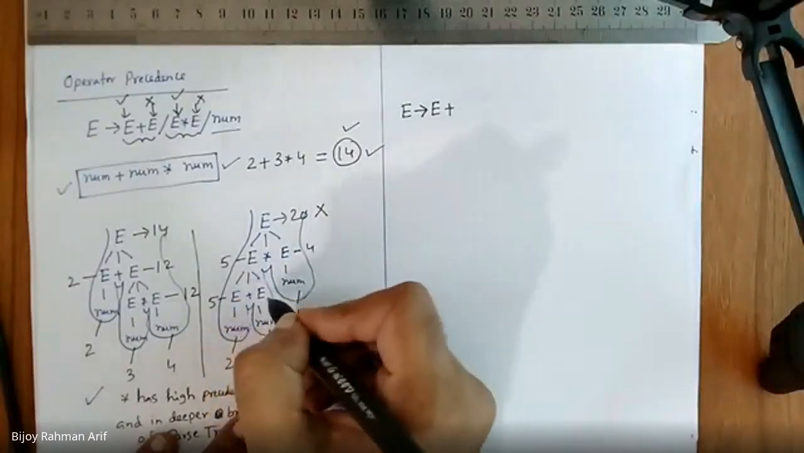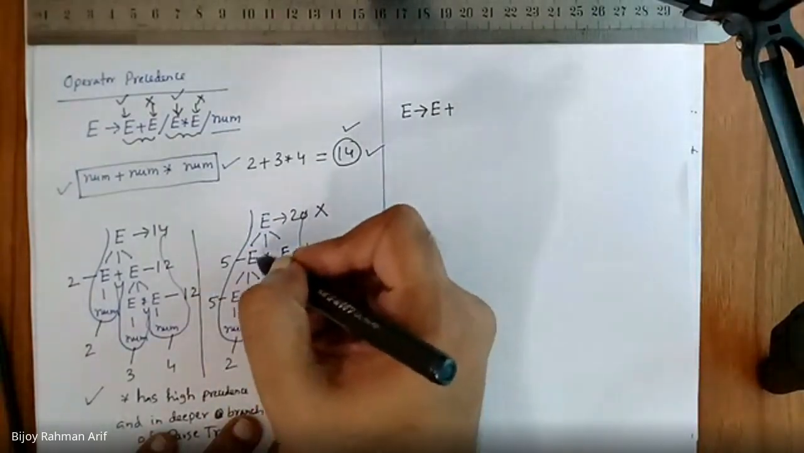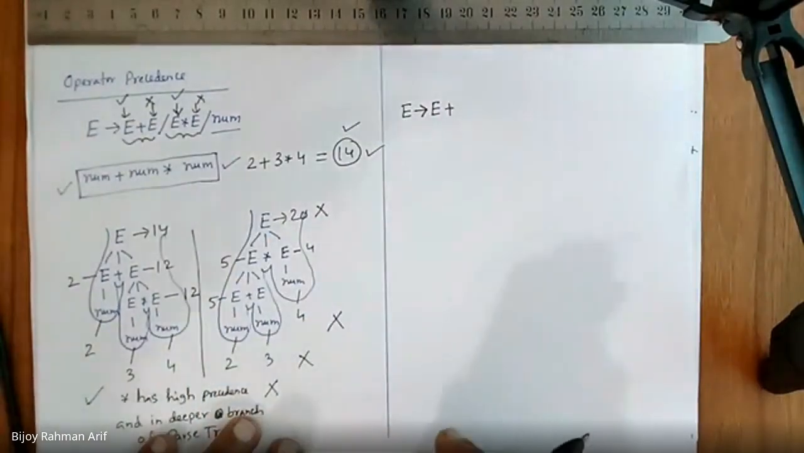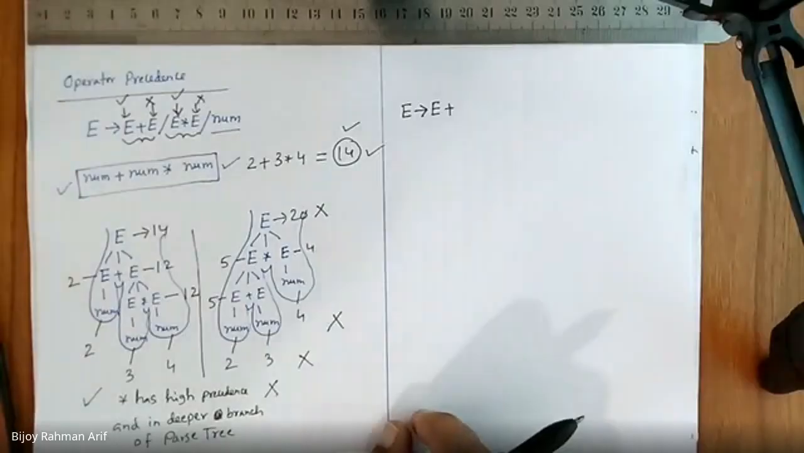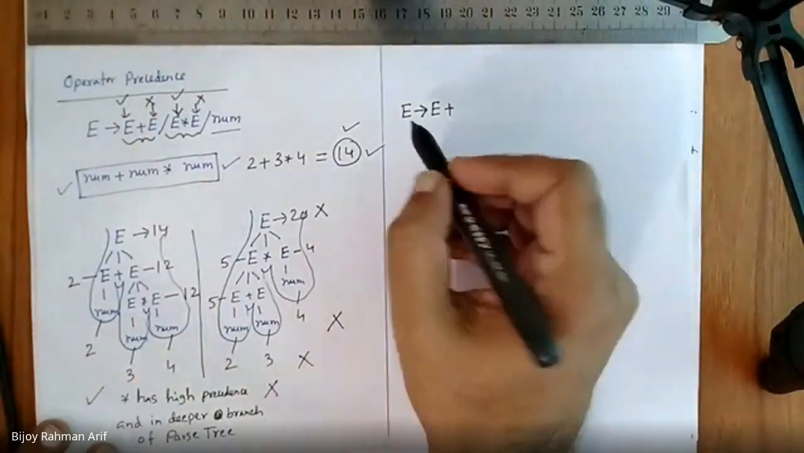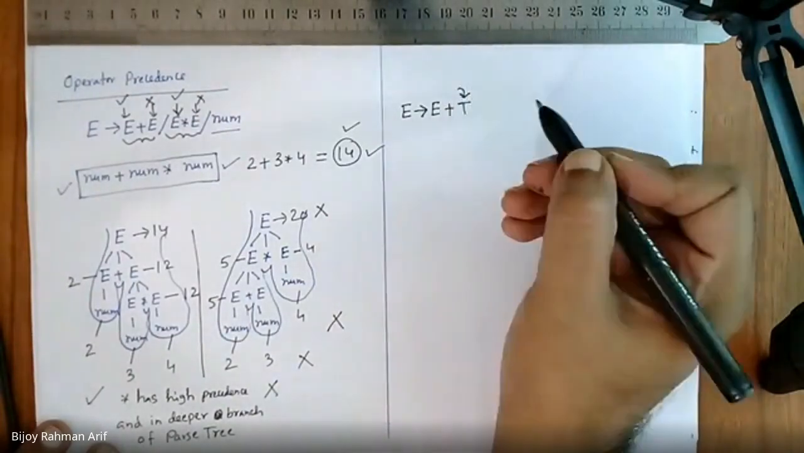At first, E becomes E star E. Then again, this E becomes E plus E. So at first deriving E star E, then deriving E plus E. We have to stop this. How can we stop that? Once we enter the star operation, we cannot return back to the plus operation. So how can we reflect this in the grammar? Let's write this: E derives E plus T. So there is no right recursion.